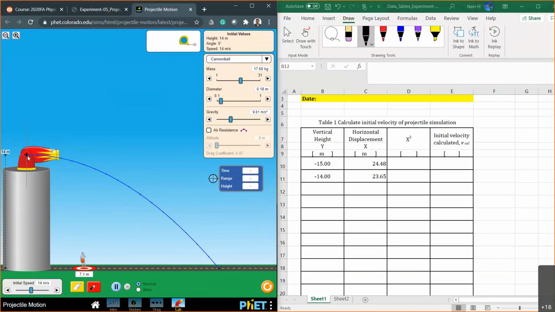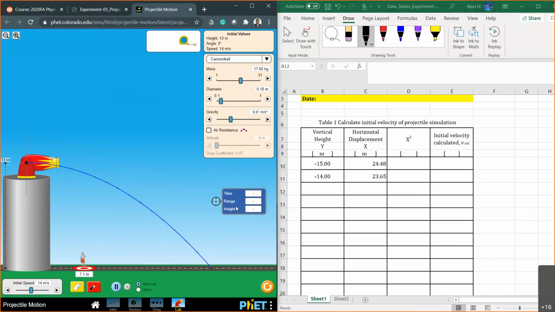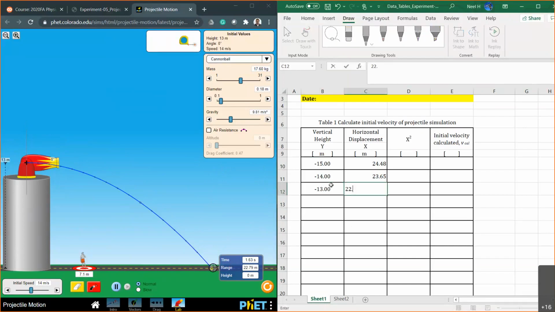That's all. Then decrease this to 13 meters and then erase the path of the projectile, fire it again, and then measure the range. So now I'm on minus 13, range is 22.79.